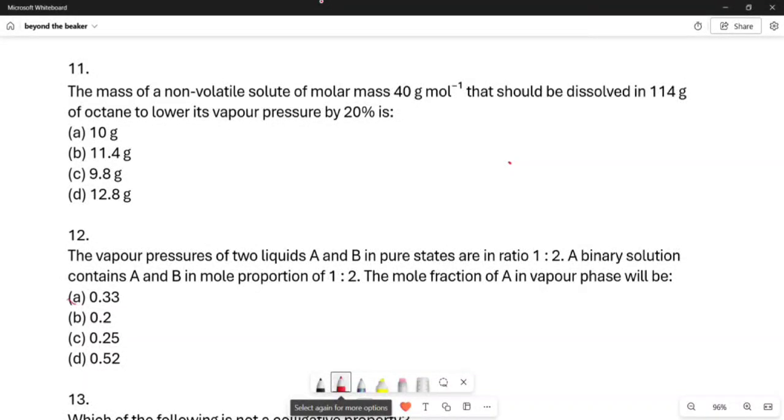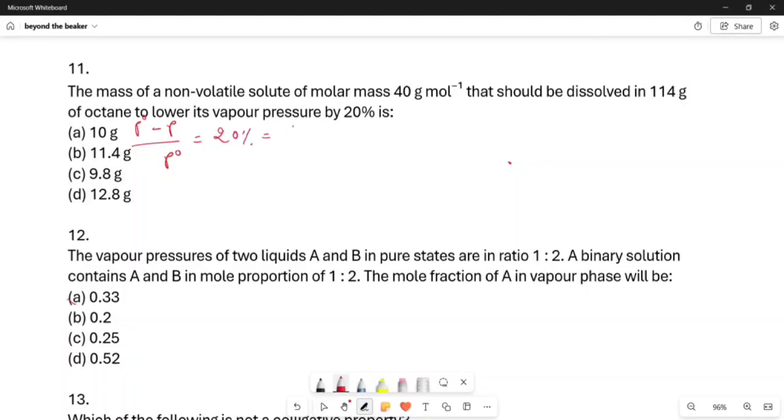Next question is the mass of a non-volatile solute of molar mass 40 gram per mole that should be dissolved in 114 gram of octane to lower its vapor pressure by 20% is. So the question is you have to calculate the mass of non-volatile solute, but they have given the lowering of vapor pressure. The lowering of vapor pressure, that is P naught minus P divided by P naught is 20%.